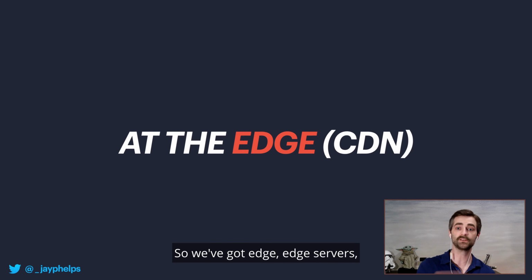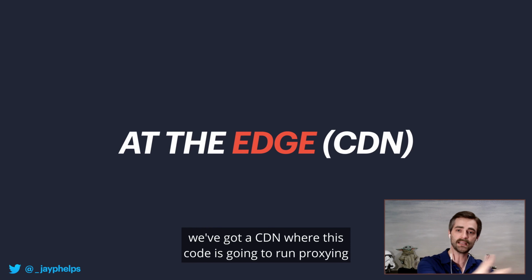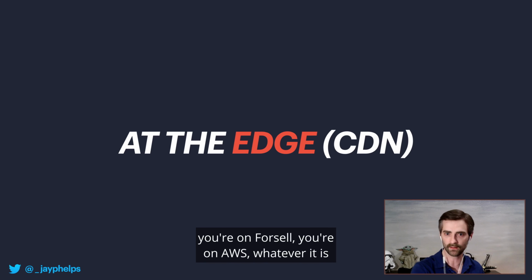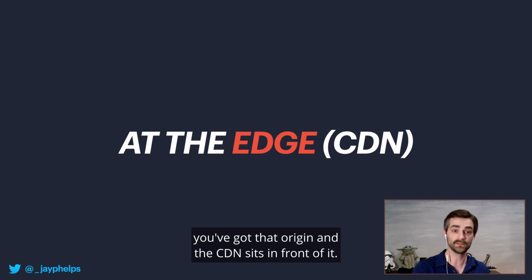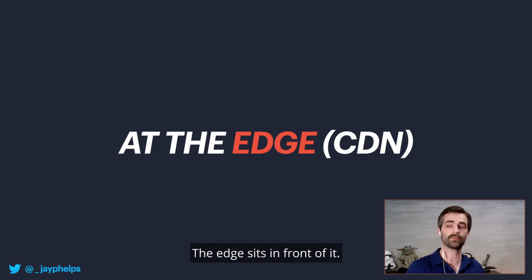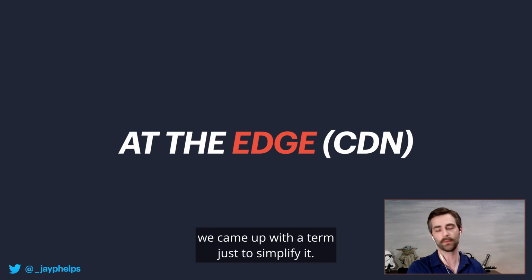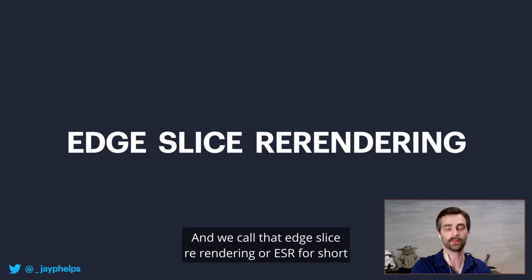So we've got edge servers. We've got a CDN where this code is going to run, proxying through to your origin, right? So if you're on Netlify, you're on Vercel, you're on AWS, whatever it is, you've got that origin, and the CDN sits in front of it. The edge sits in front of it. And so if you combine all of those things, we came up with a term just to simplify it, and we call that edge slice re-rendering, or ESR for short.